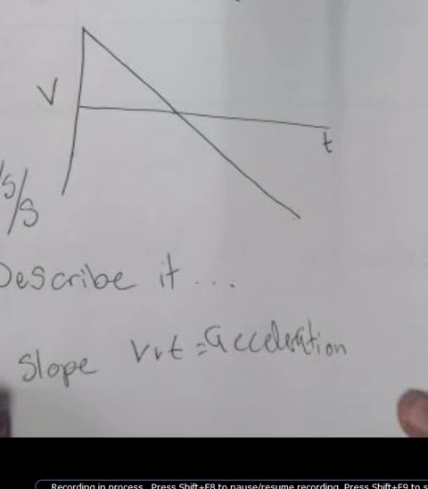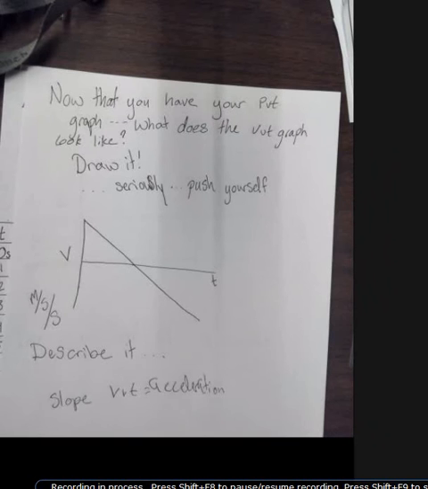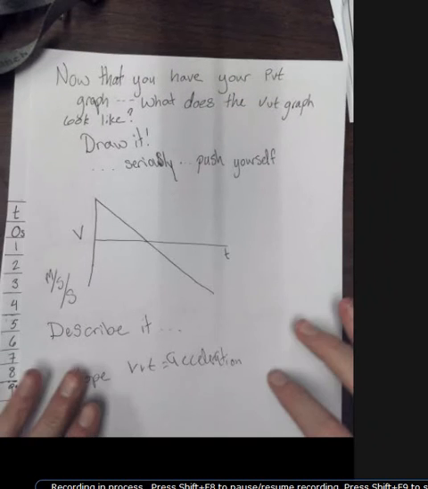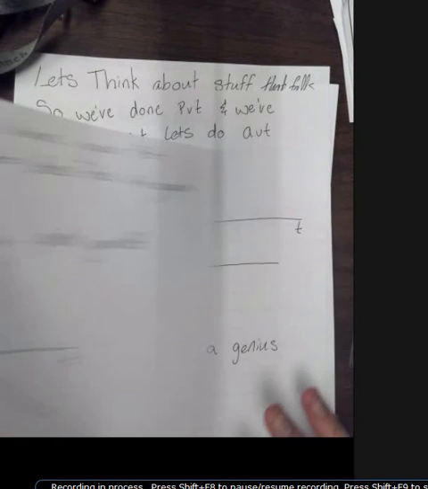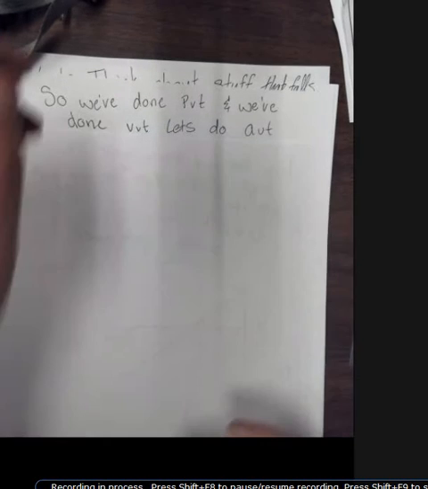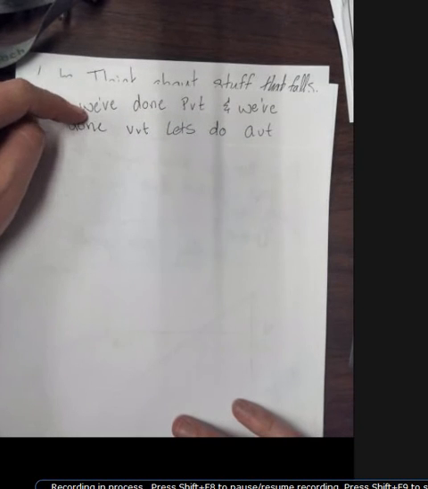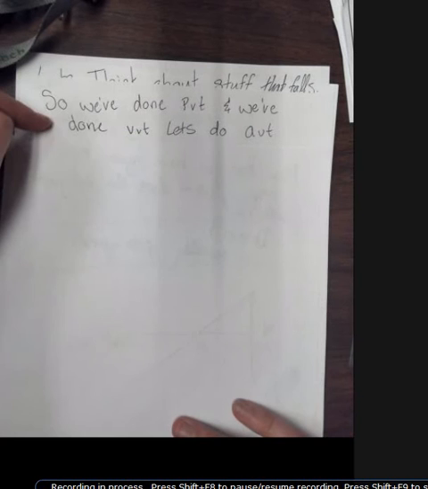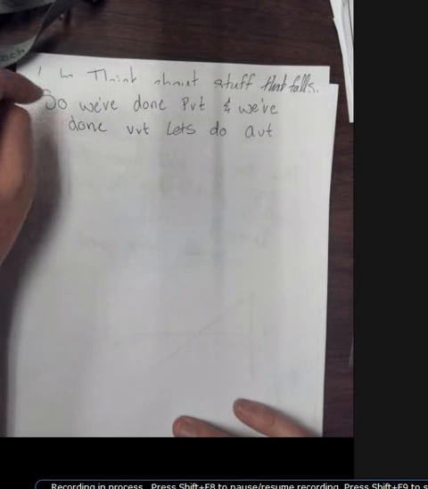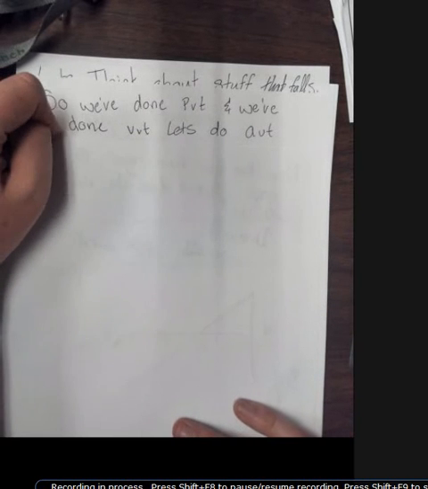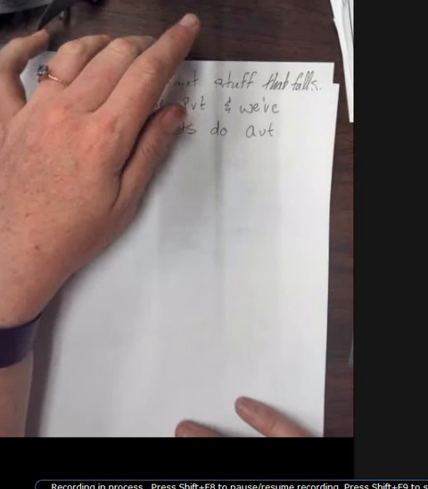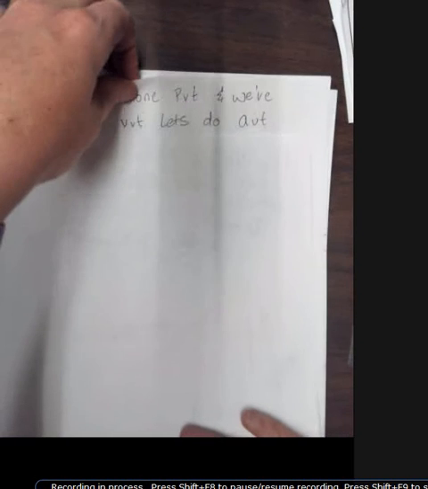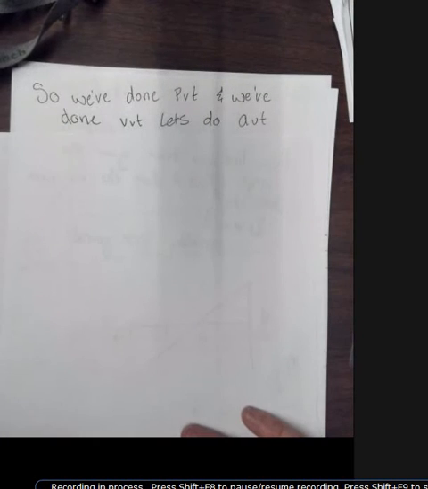So now it's time for you to do some plotting. Oh, you thought your graphing was done. That's cute. All right. We've done position versus time. We've done velocity versus time. We've talked about the slope of the velocity versus time being our acceleration versus time. So that means create an acceleration versus time graph.